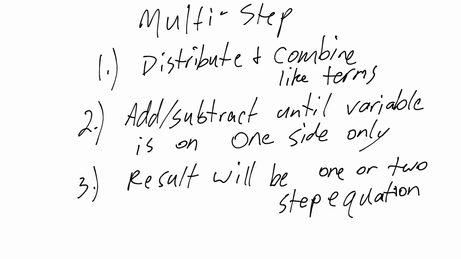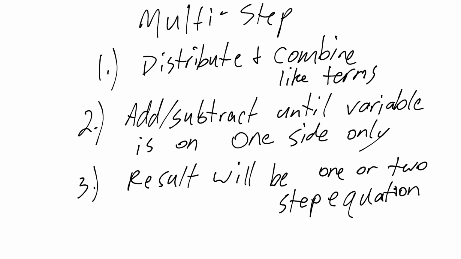Here are some tips for solving multi-step equations. Number 1, distribute and combine like terms. This will clean up your equation. It will simplify things. You'll have less there, and you'll avoid some of those mistakes that are often made because there's so much going on.